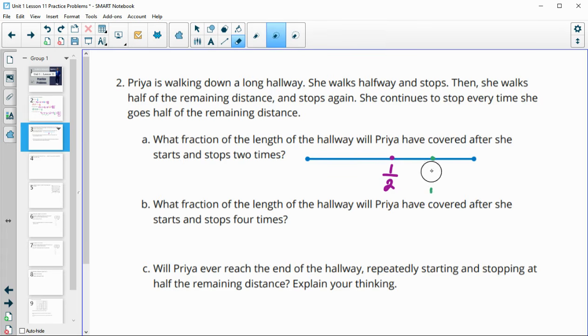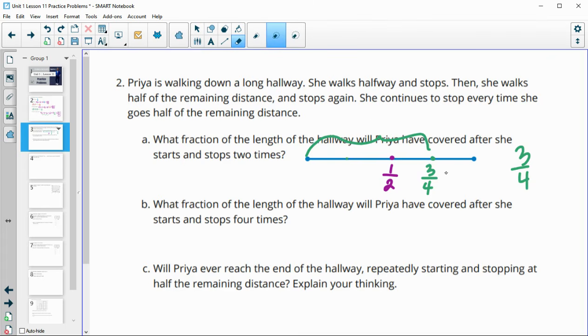Now she's gone another fourth of the way. But this number here, if we think about this, is 3/4. So going halfway left would be 3/4. This says, what fraction of the hallway will Priya have covered? So she's covered 3/4.